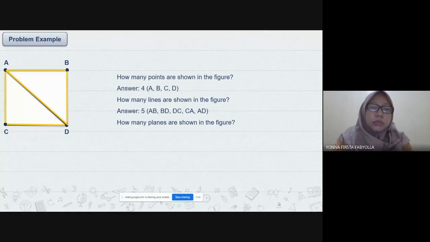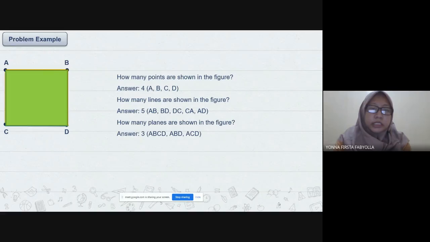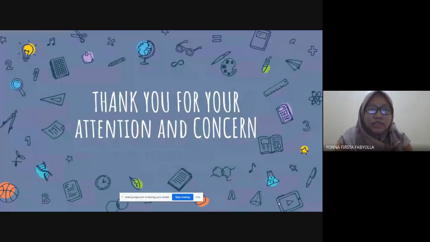The last problem is how many planes are shown in the figure. First we have ACD, second we have ABD, and the last we have ABCD. So the conclusion is we have 3 planes: ABCD, ABD, and ACD. Okay, I think that's enough for today. Thank you for your attention and your concern.